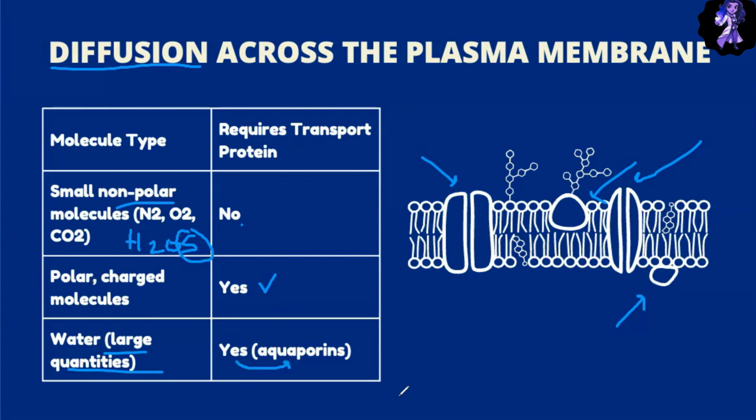an aquaporin. So just as a reminder, if we're talking about water in general and it is small, they don't need a transport protein, but if it is large, it does, and it is associated with the aquaporin, which is a type of transport protein affiliated with water.